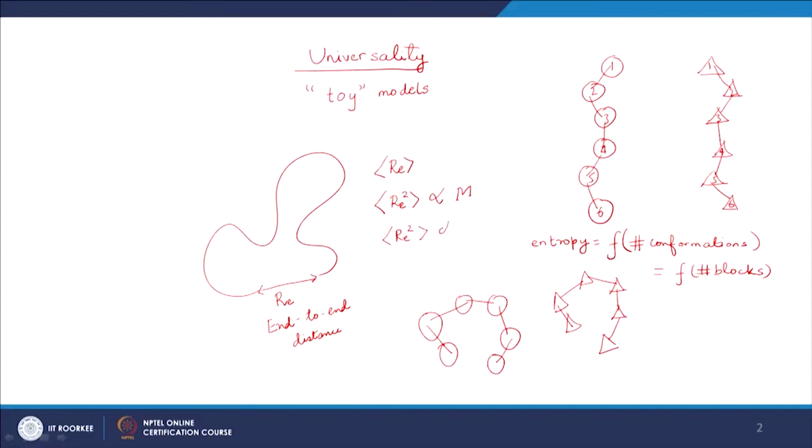Okay. And it turns out that many of the polymer chains indeed show this behavior, where their end to end distance squared is found to be proportional to the molecular weight of the chain or the number of repeat units. And m is some number of segments or units in our toy model.